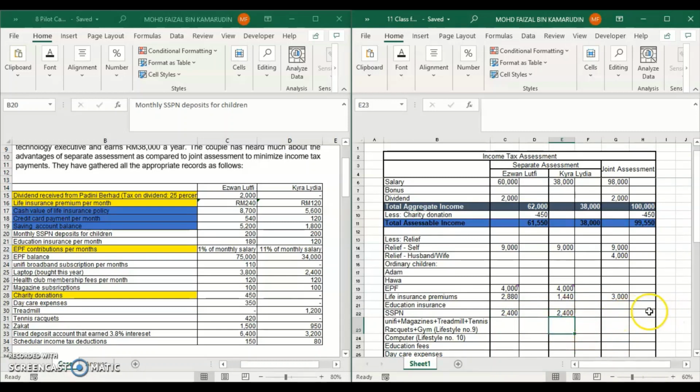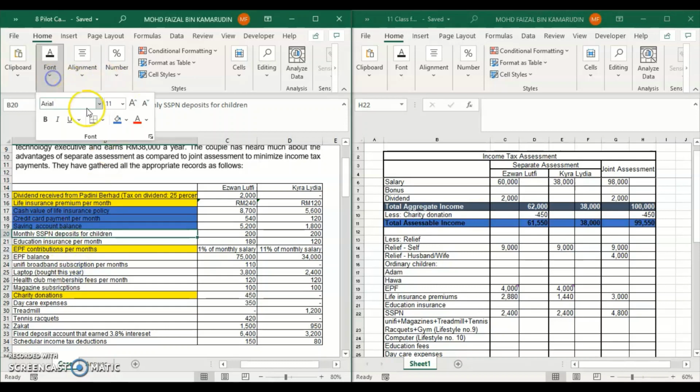Okay, so let's check. This plus this, 4008. No issue. So then we just take 4008 over here, because for SSPN you can claim up until 8000. So no issue for that one. So this one is settled, right?